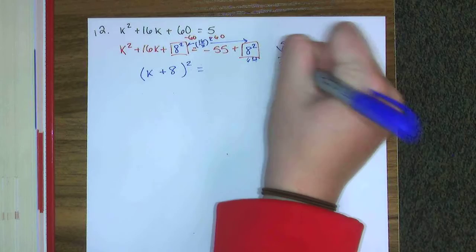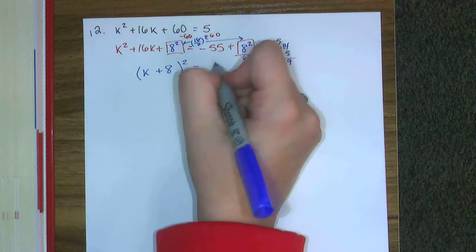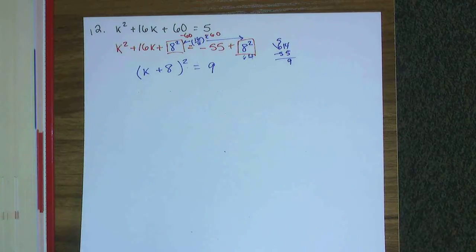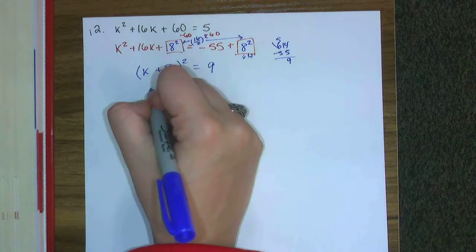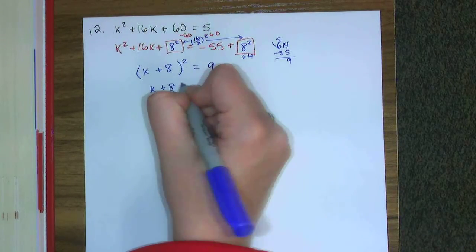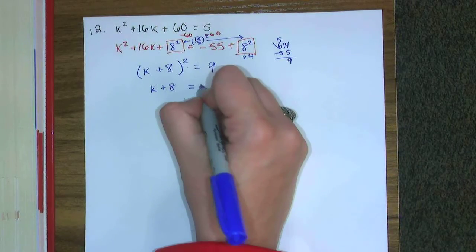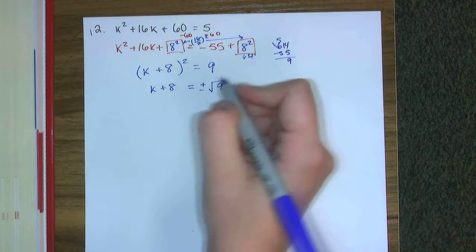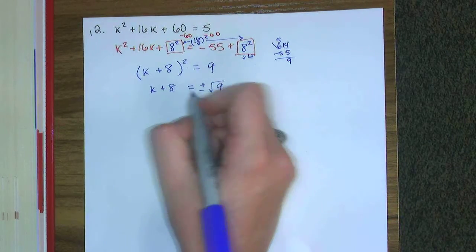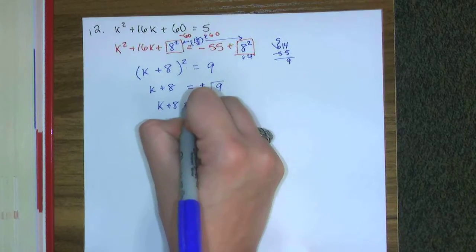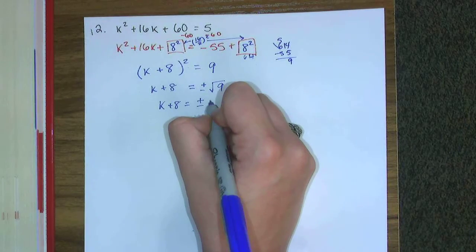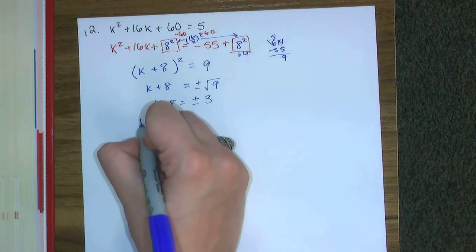So, take the square root of both sides. K plus 8 is equal to plus or minus the square root of 9. We know the square root of 9 is 3. K plus 8 is equal to plus or minus 3. K plus 8 is equal to 3, or K plus 8 is equal to negative 3.